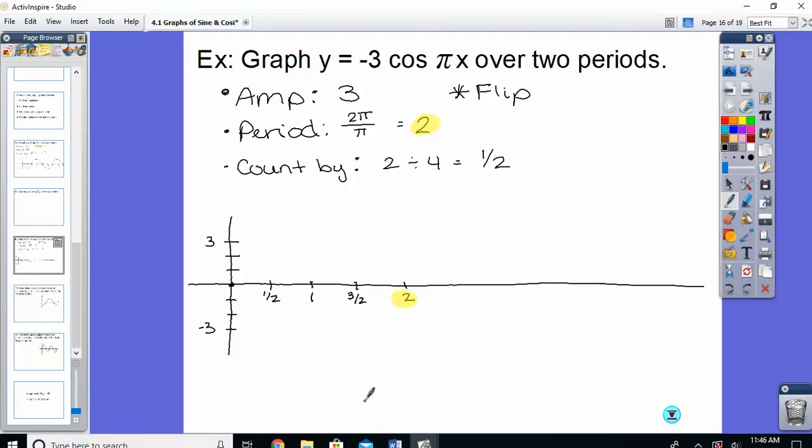How does cosine start? It typically starts at 1, which in this case would be our amplitude, so 3. But I'm flipping my graph, so it will start at -3. And then we follow the pattern. So then you go to 0, +3, 0, and -3. So the shape isn't changing, just our points.